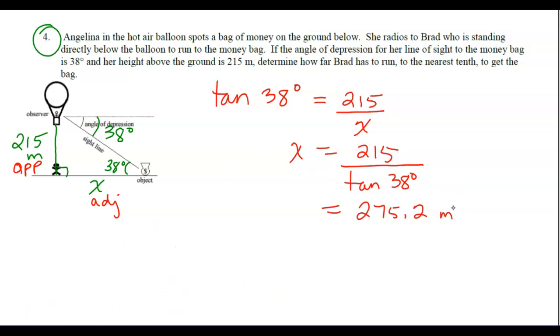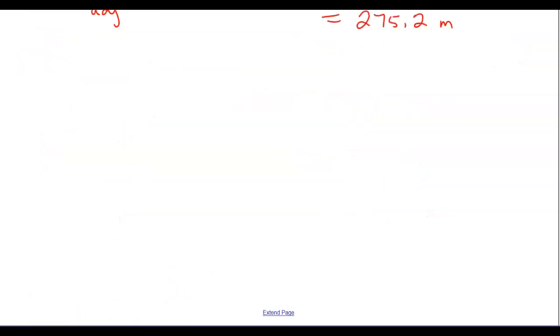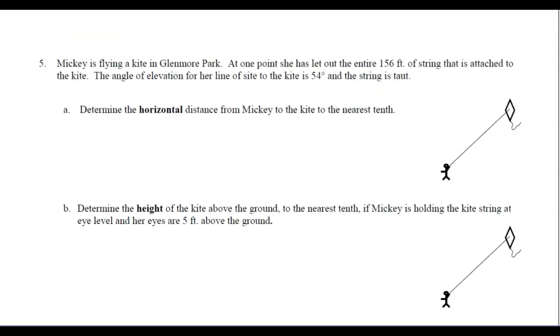That's where we're going to stop it for now. Okay, so let's turn to the next page. Okay, so it says Mickey is flying a kite in Glenmore Park. At one point, she has let out the entire 156 feet of string that is attached to the kite. So right away, I can label this 156 feet.